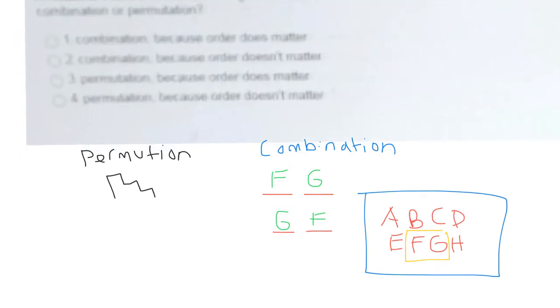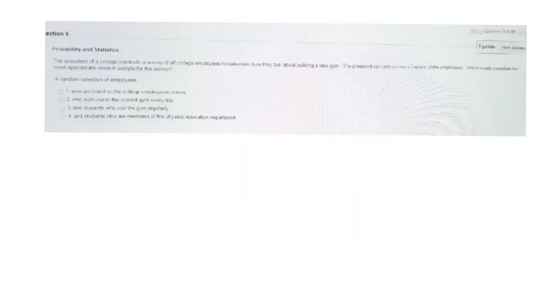Let's see what the answer is. A combination because order does matter? No, that's out of here, because when you have a combination, order never matters. That's the whole point of a combination. Combination because the order doesn't matter. Yes, so a combination because the order doesn't matter. That's what I meant. Hopefully I did not misspeak before. But anyway, this is the answer. It's going to be a combination because the order doesn't matter.